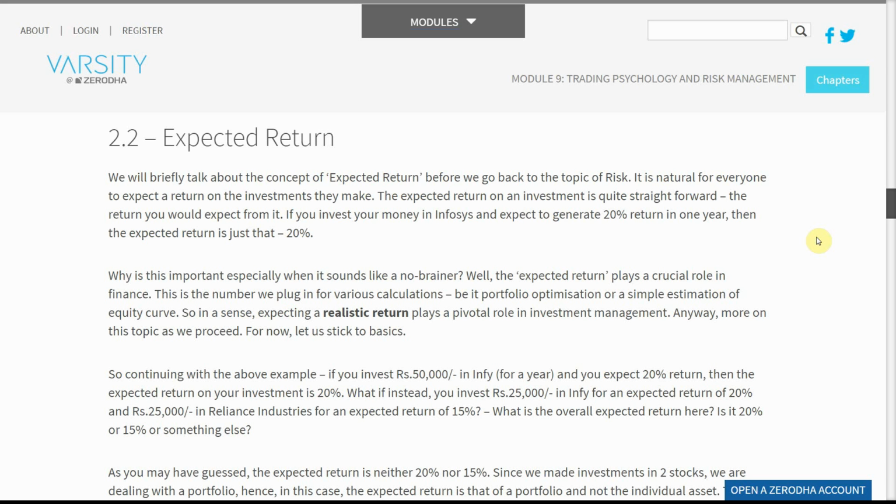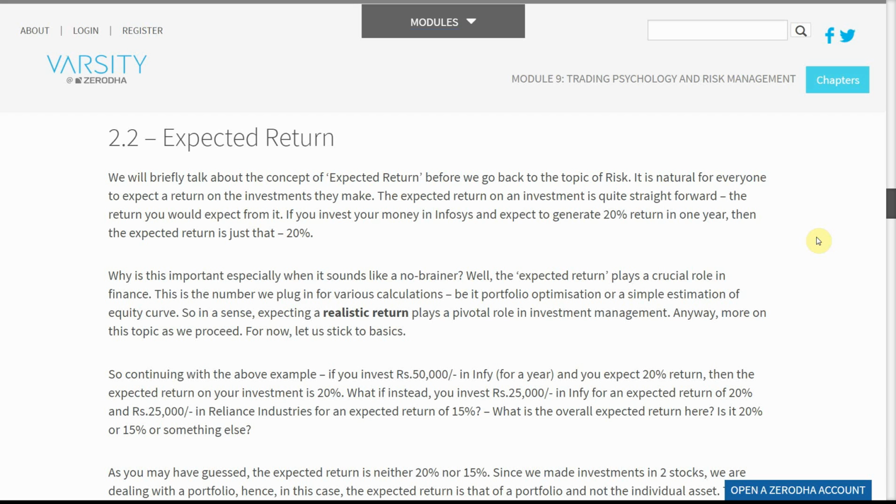Well, the expected return plays a crucial role in finance. This is the number we plug in for various calculations, be it portfolio optimization or a simple estimation of equity curve. So in a sense, expecting a realistic return plays a pivotal role in investment management. Anyway, more on this topic as we proceed. For now, let us stick to basics.